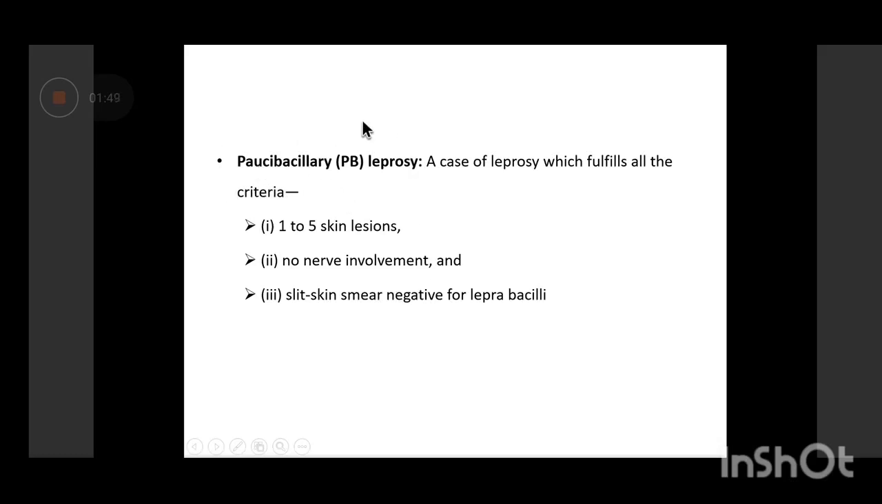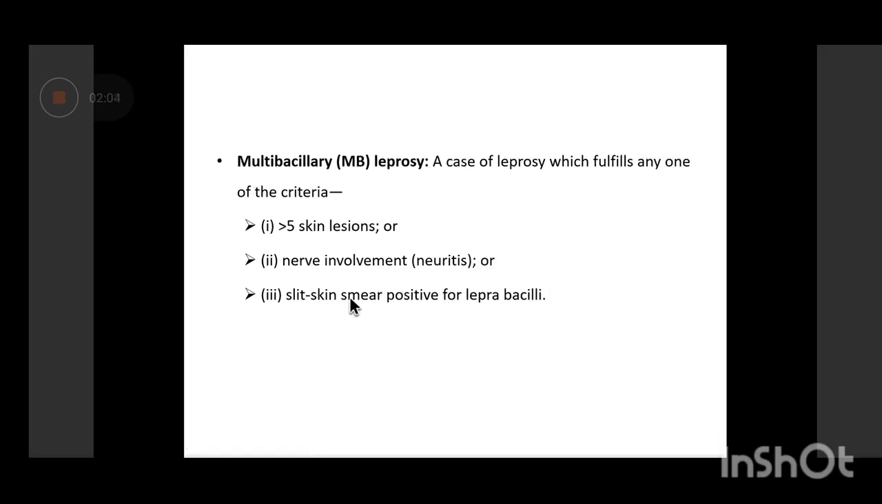As the name suggests, pauci means a smaller number, so everything is less. There is no nerve involvement, the skin smear is negative for lepra bacilli, and the skin lesions are few, either 1 to 5. The multibacillary, as the name suggests, multi, fulfills the criteria when the skin lesions are greater than 5, or there is nerve involvement, or the slit skin smear is positive for the lepra bacilli.